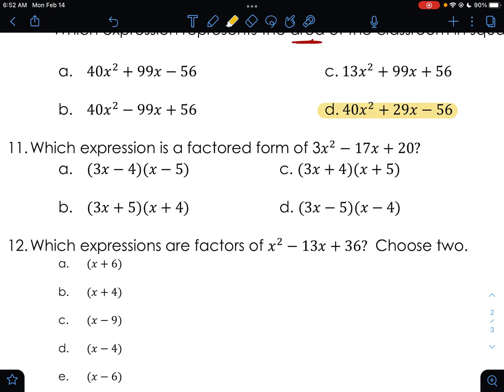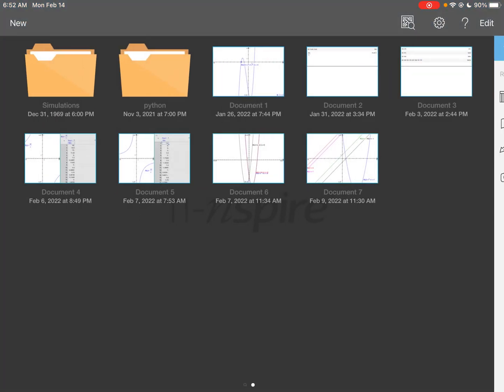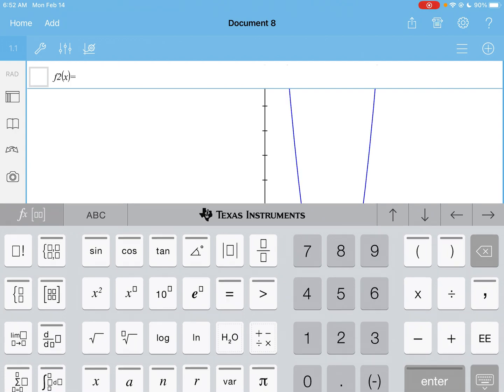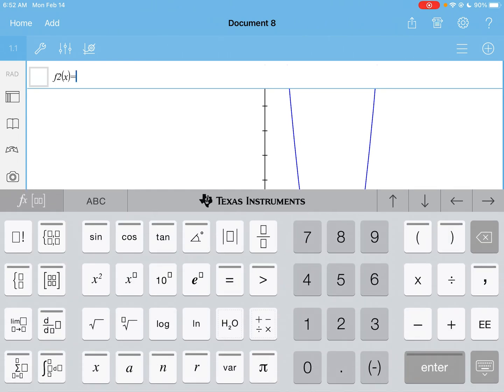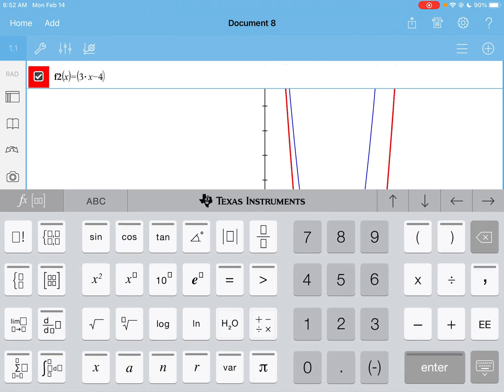Okay, perfect. Here we go, some more. Which expression is a factored form of this? So again, that's just telling us that it's going to be the same. So number 11, we're graphing and looking for it to be the same. So new document, let's go to a new graph. So here we go. We have 3x squared minus 17x plus 20. I'm going to go down. So I want it to cover that blue graph exactly. So I have 3x minus 4 times x minus 5. Press enter. Not the same graph.